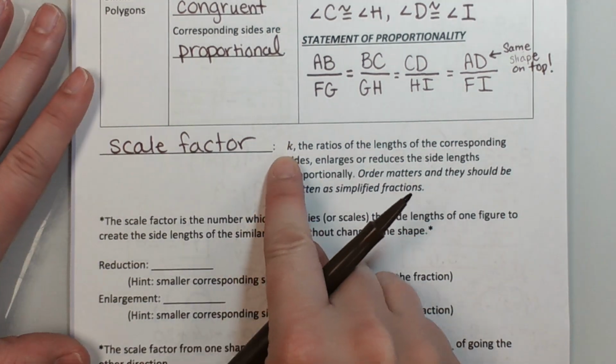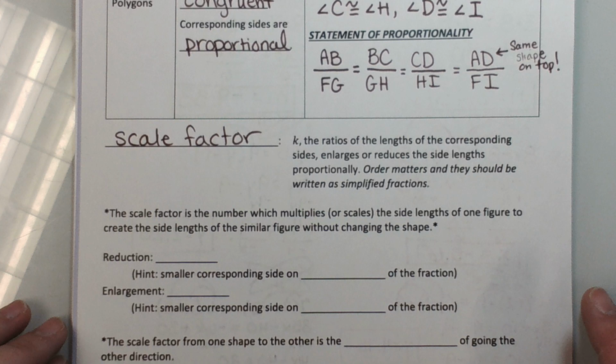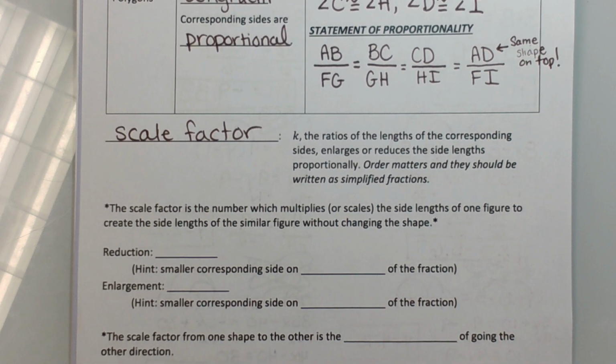Oftentimes, the scale factor is given by the variable k, and it's a ratio of the lengths of the corresponding sides. It's a fraction for the corresponding sides. It enlarges or reduces the side lengths proportionally. Now, when you're doing a scale factor, the order matters if I'm giving you a situation where I talk about going from this shape to this shape, and we'll talk about that a little bit more shortly. But it's written always as a simplified fraction. It's never written as a decimal.